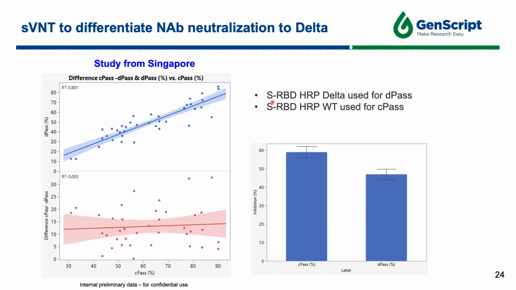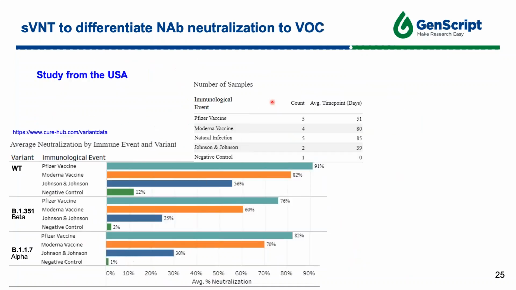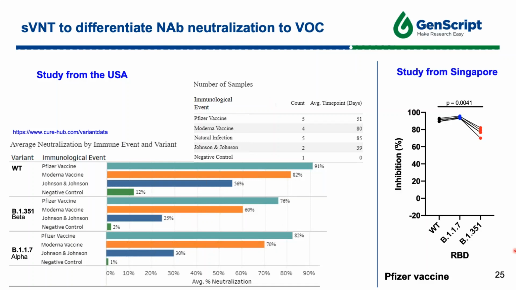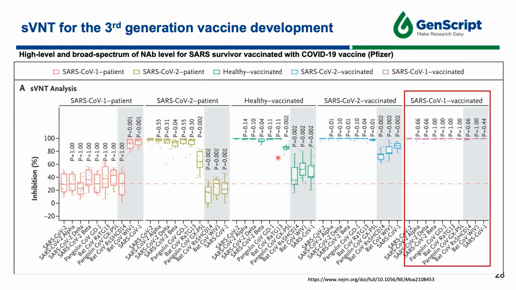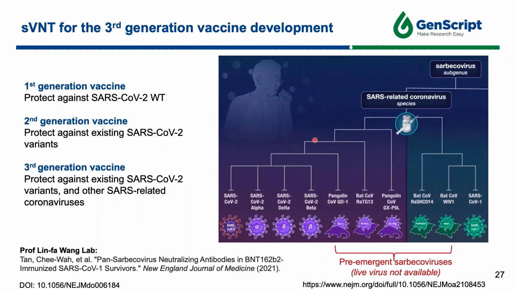So yes, we do have studies on that. And one of the studies that have already been published that you can take reference from is this one. This one is also using the SVNT with the RBD variants. It's published in the New England Journal of Medicine from the cPass inventor. So you can take a look at that.